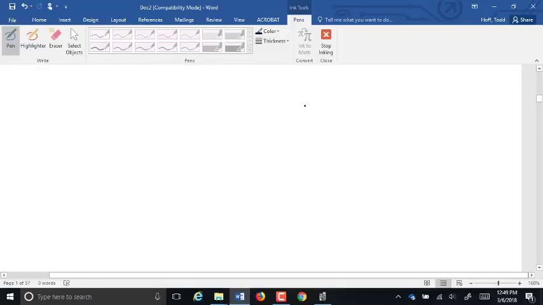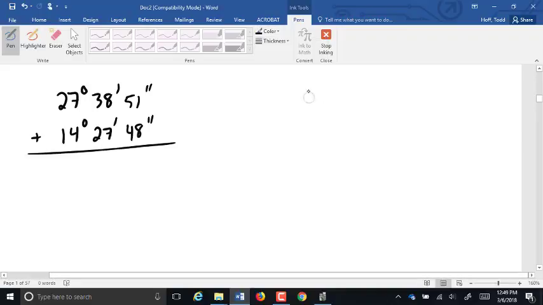Okay, well, the next step is to do some operations with these degrees. So just like when we had feet and inches or any other units, we might have 27 degrees, 38 minutes, 51 seconds, plus 14 degrees, 27 minutes, 48 seconds. And when we add, we start on the right and work our way back to the left in case we need to carry.